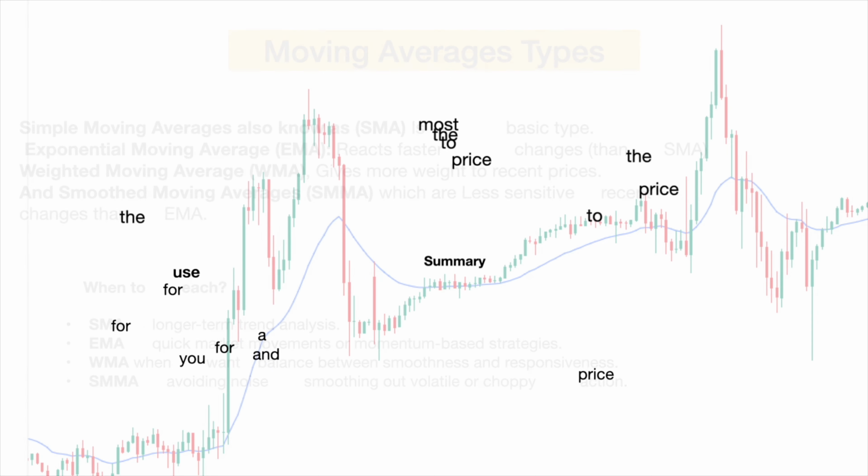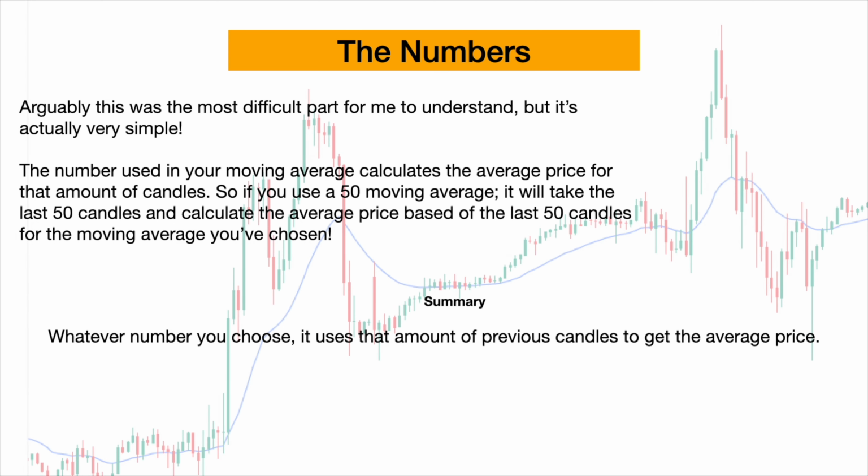Number 3, the numbers. Arguably, this was the most difficult part for me to understand, but it's actually very simple. The number used in the moving average calculates the average price for the amount of candles. So if you use the 50 moving average, it will take the last 50 candles and calculate the average price based on the last 50 candles for your moving average you've chosen.